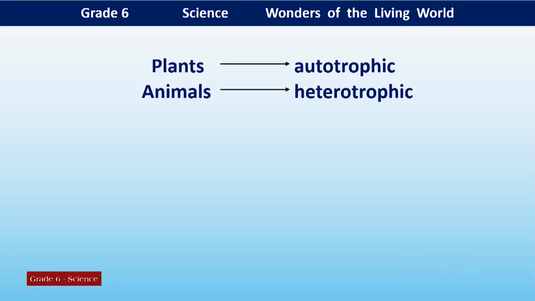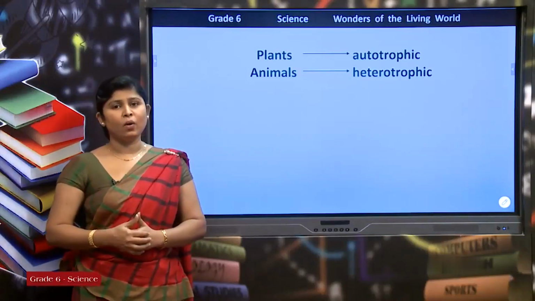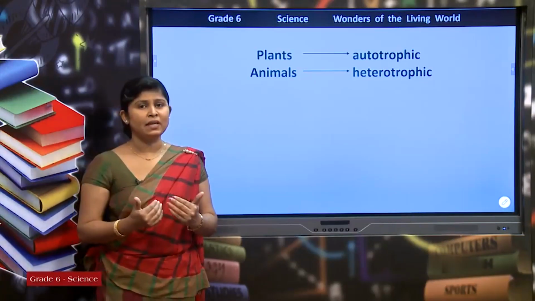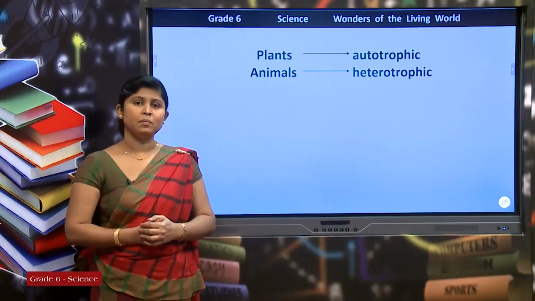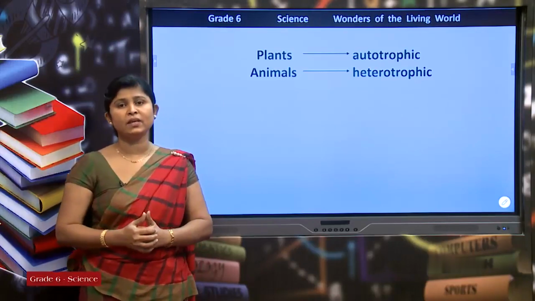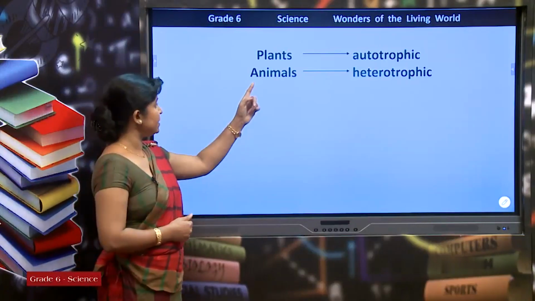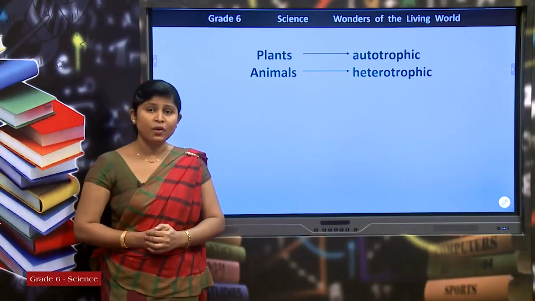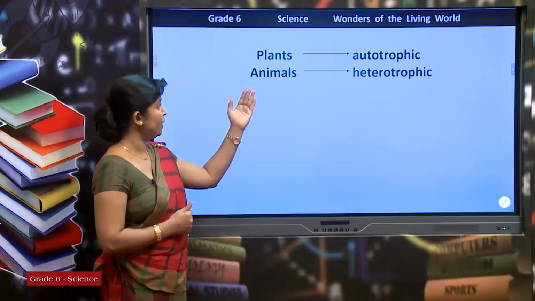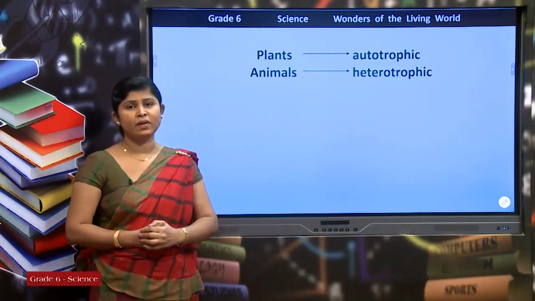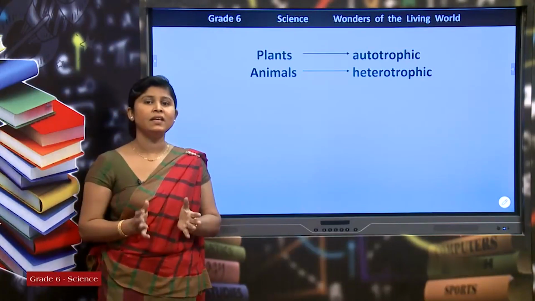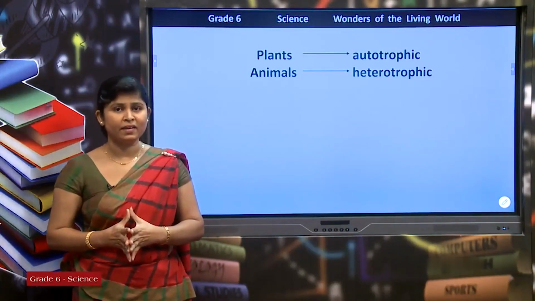Plants are autotrophic. Why? The plants can produce their own food, right? This ability is not with the animals. The plants have a special ability of producing their own food. That is why we say plants are autotrophic. But the animals cannot produce food. They depend on the food produced by the plants directly or indirectly. So, that is why we call the animals heterotrophic organisms. I think you can understand the difference between autotrophic and heterotrophic.